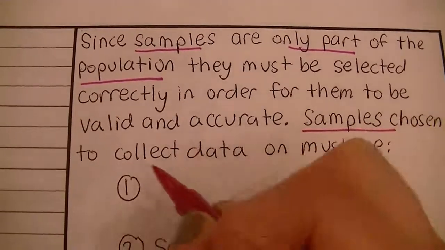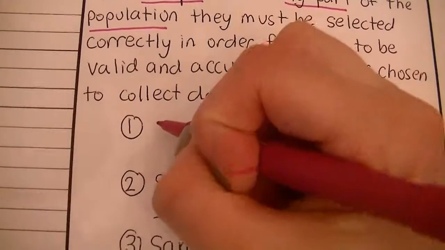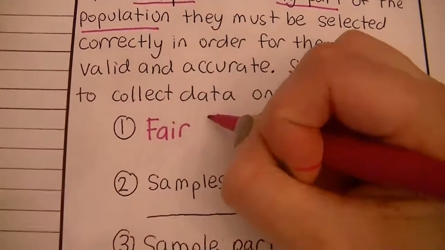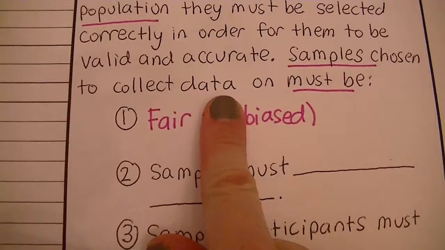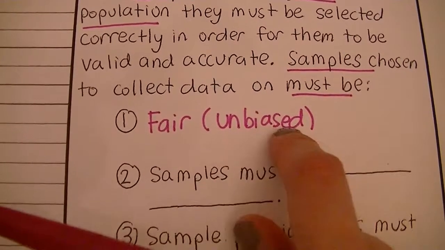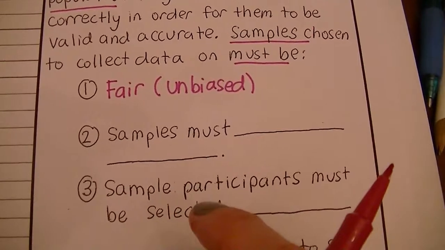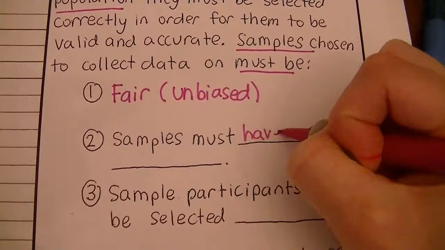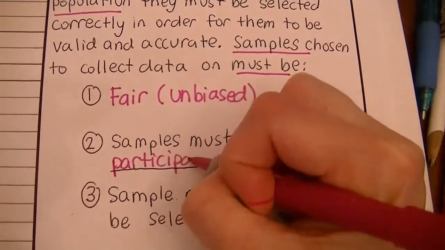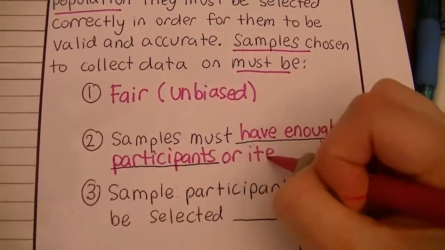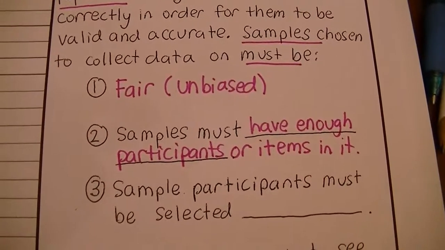So samples chosen to collect data on must meet three criteria for a good sample, okay? First thing, it's got to be fair. Another word for fair is unbiased. If I said something was biased, that would mean it's unfair. But fair means unbiased. The second criteria for a good sample is samples must have enough participants or items in it. So if your sample is too small, then it's not going to be representative of the data.